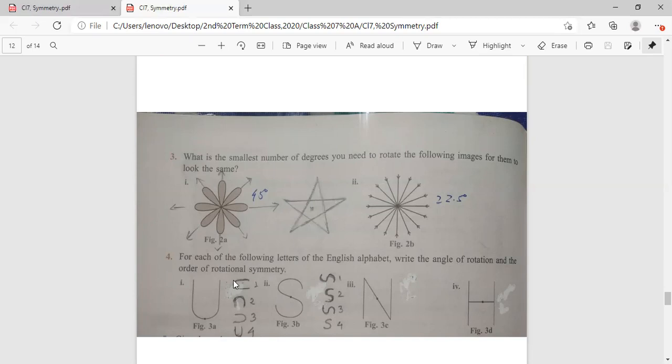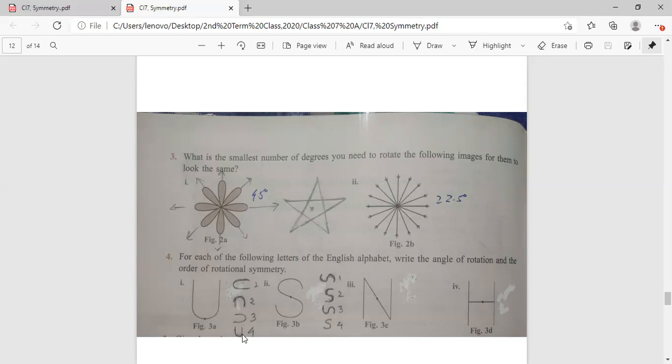Similarly with this. Now here they are saying write the angle of rotation and the order also of rotational symmetry. Angle of rotation is, it will turn through what? 90-degree you turn, see, the first position, second. You can draw a U in a piece of paper and turn the page. 90-degree, then 180, 270, and 360. So you'll find in the fourth position, it looks exactly the same. So what do you think is the angle of rotation? 360-degree. After 360-degree, it looks the same.